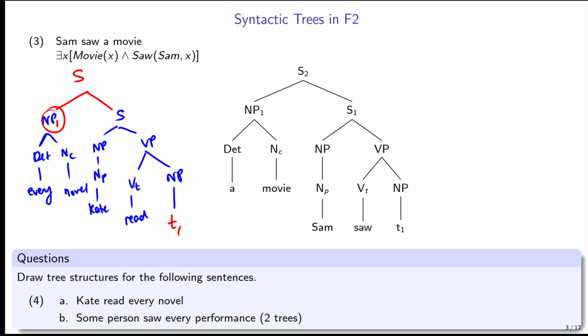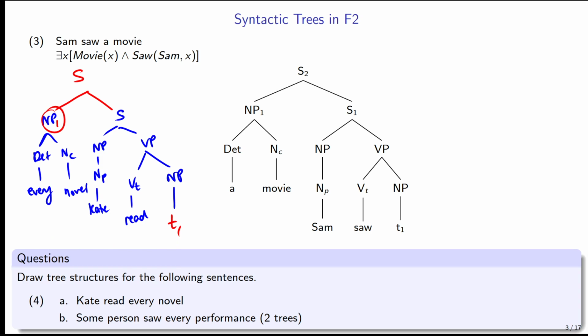So now we could do compositional semantics on this sentence, and that's what we'll focus on 2 weeks from now, because you have a test next week. Okay, so that's every novel Kate read T1. And let me show you the predicate logic translation for this sentence, just so it's very clear how these are related. For all x, if x is a novel, then, well, Kate read it. So read Kate X. So for every novel, Kate read that novel. Matches our predicate logic translation perfectly.